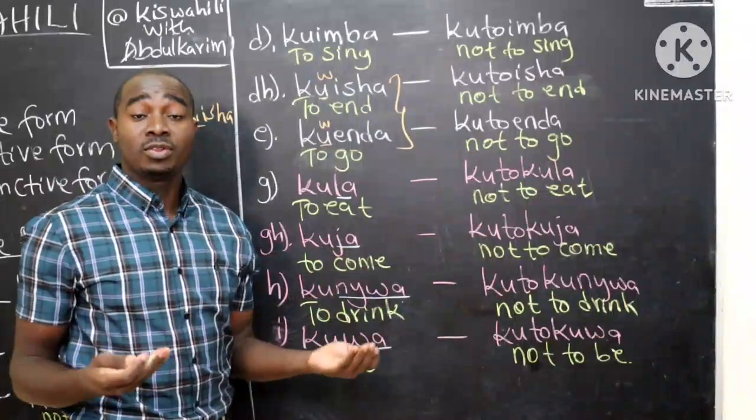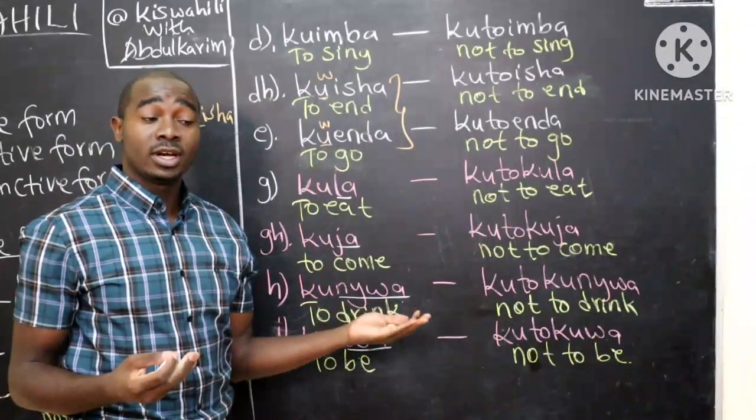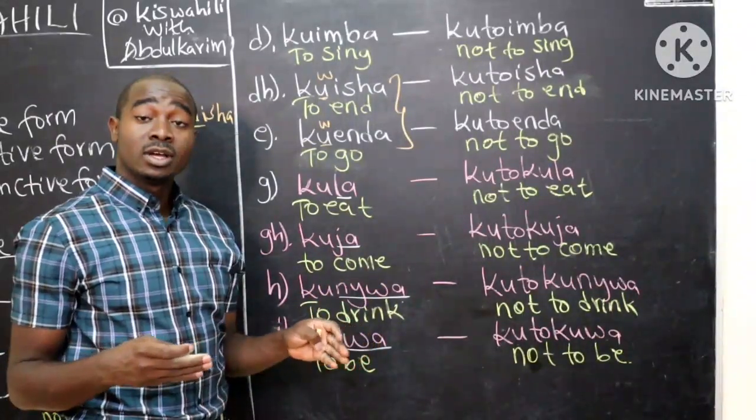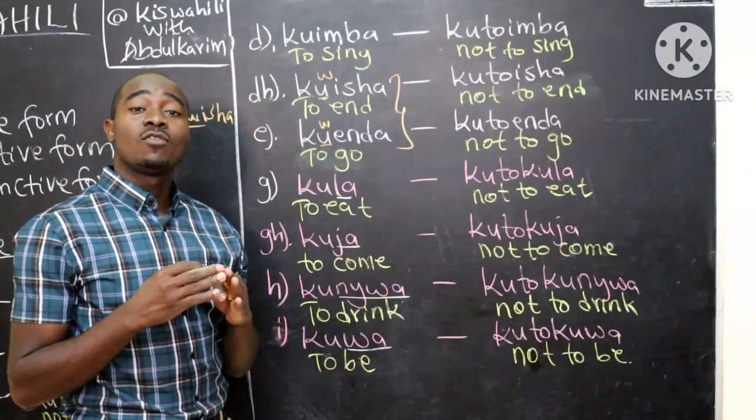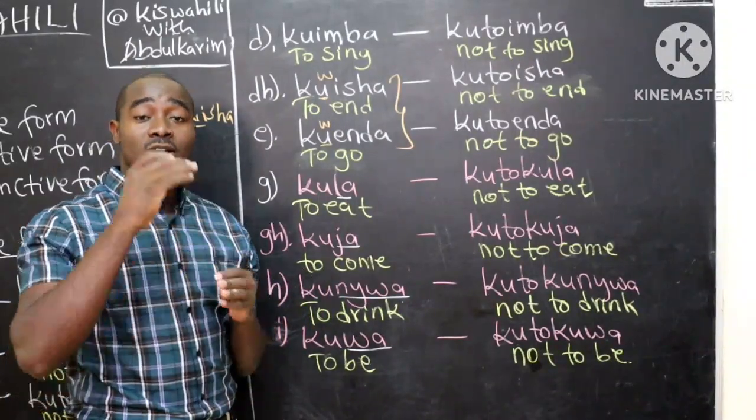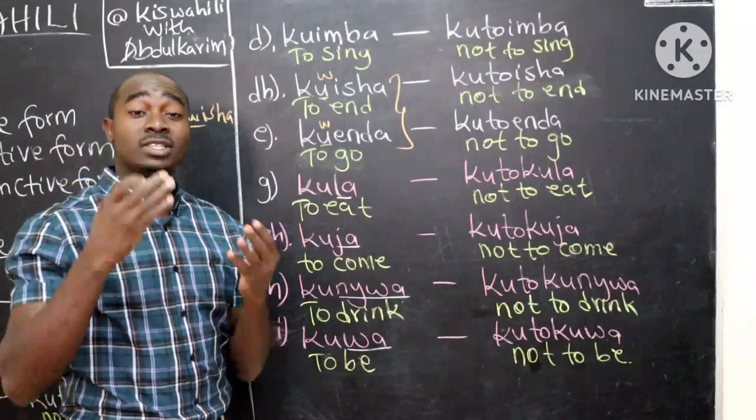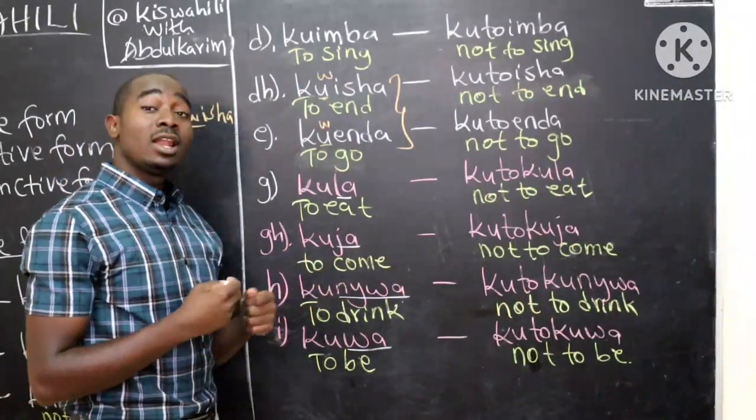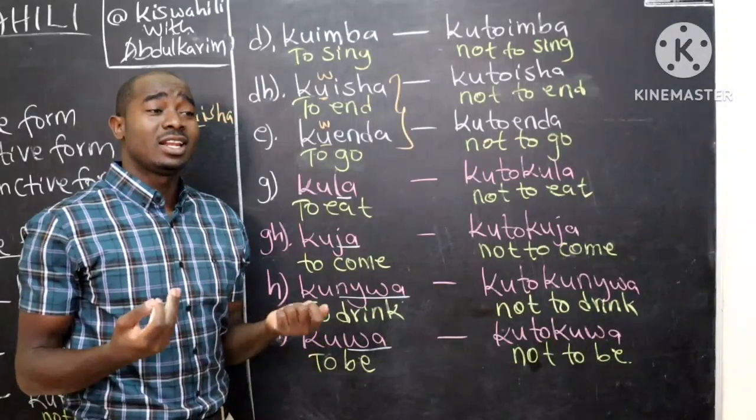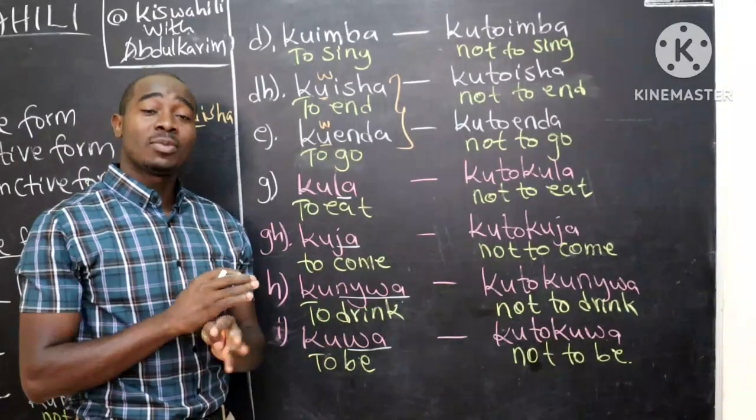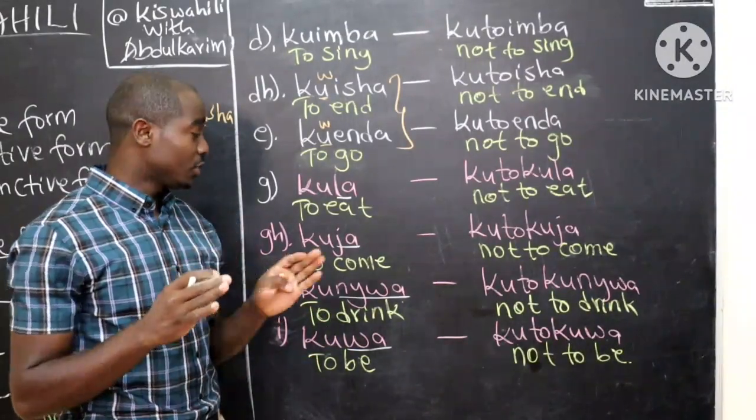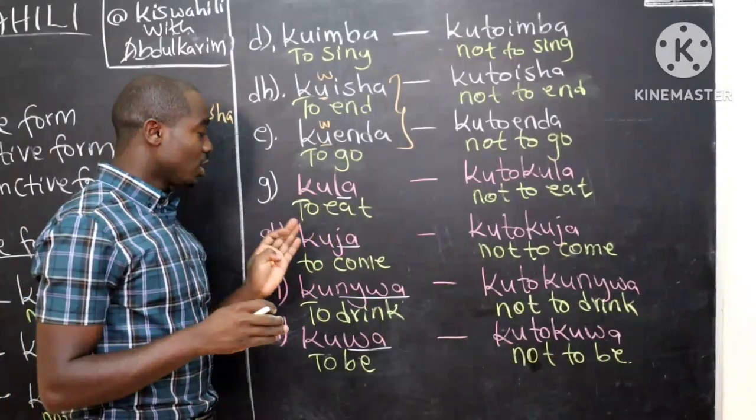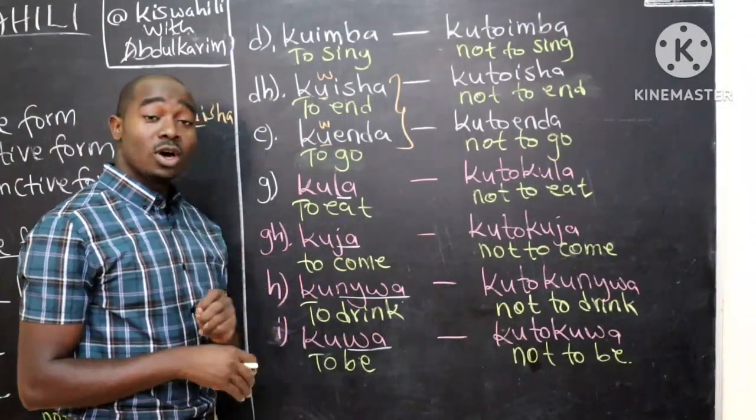You know, I never knew about this when I was in high school. When the teacher told us we have verbs that have only one syllable, I was wondering which one. When the teacher said la is a verb, so I said la, and from that time I have never forgotten these verbs. Kula, kuja, kunywa, kuwa.